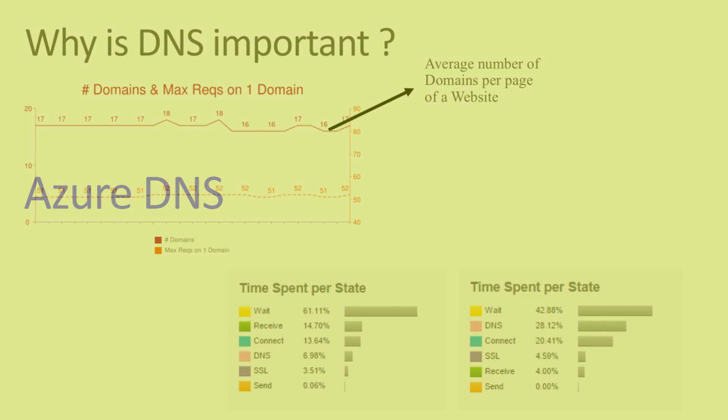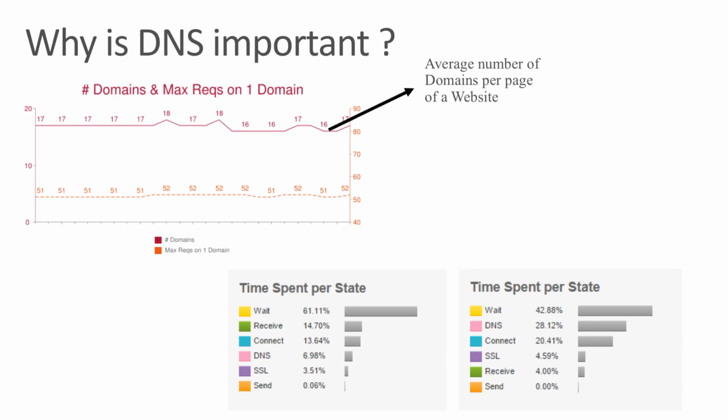Now, why is this important? Well, if you have an investment in Azure for web applications, you want to ensure that DNS name resolution is incredibly fast. So take a look at some of the data right here. On any given website that a user requests, on average, that website generates anywhere from 16 to 18 DNS queries to load that single website. That's kind of an industry average.